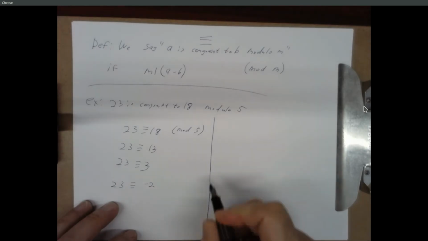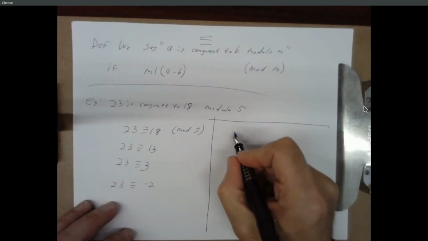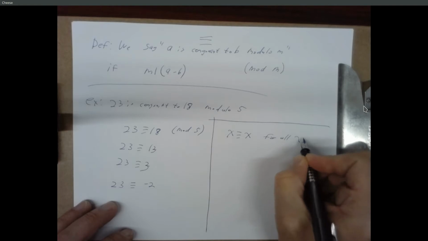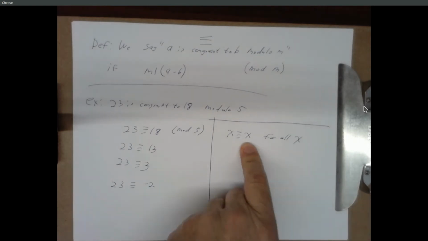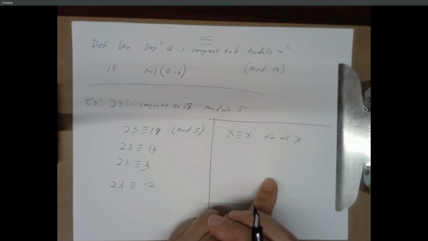So if we want to be mathematical-like for a moment, we can note the following things. For any integer x, x is always congruent to itself. Why? Because x minus x is 0, and 0 is divisible by anything. Right? Why? Because it's equal to that anything times 0.